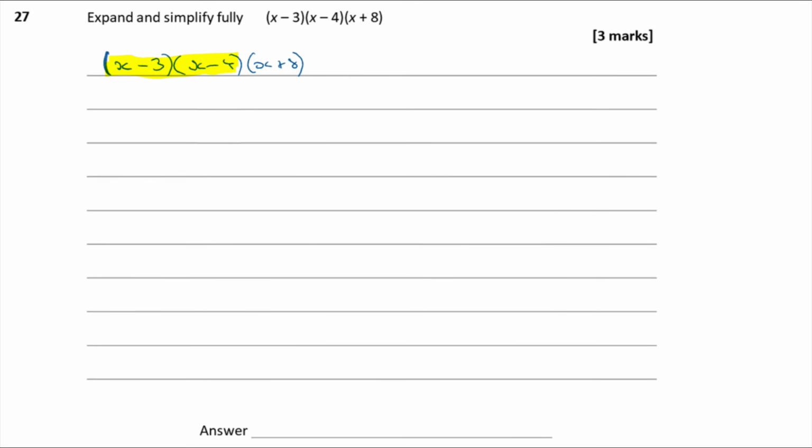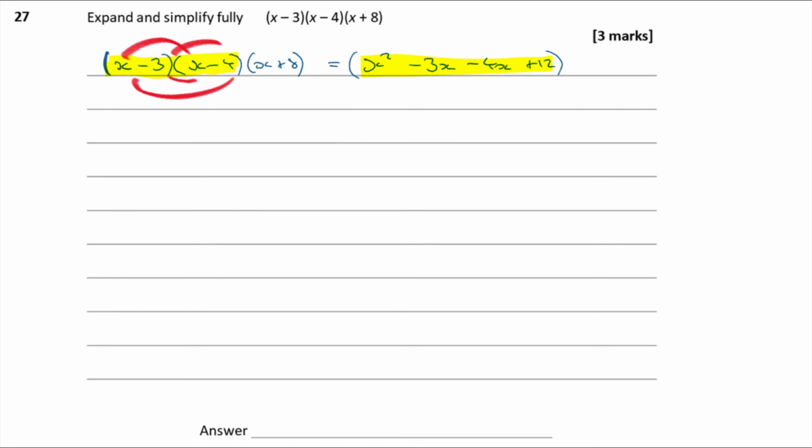So I'm going to start with these two, and I'm going to do FOIL on here. So first, inside, outside, last, or 2 eyebrows, a nose, and a mouth. So I'm going to get x times x, which is x squared. I'm going to get minus 3 times x, which is minus 3x. I'm going to get minus 4 times x, which is minus 4x. And I'm going to get minus 3 times minus 4, which is plus 12. Okay? So that's what I'm getting from multiplying out my 2 yellow brackets.